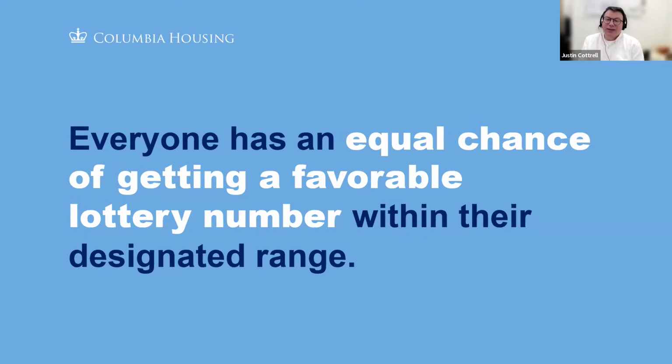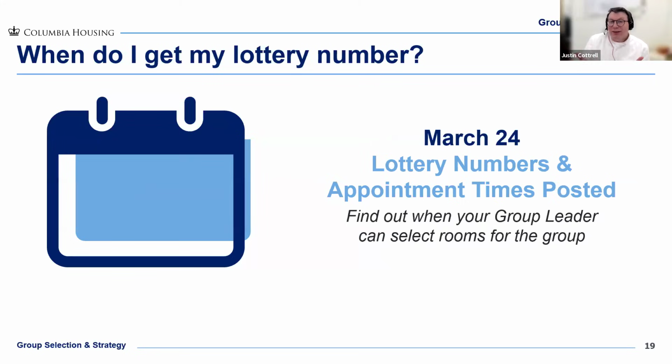Now, everyone has an equal chance of getting a favorable lottery number within their designated range. We're going to say that over and over because lottery numbers are computer generated, completely random, and fair within each point value range. If you are a group of 2, 6, or 10, you all have the same chance to pick first or last within your class.